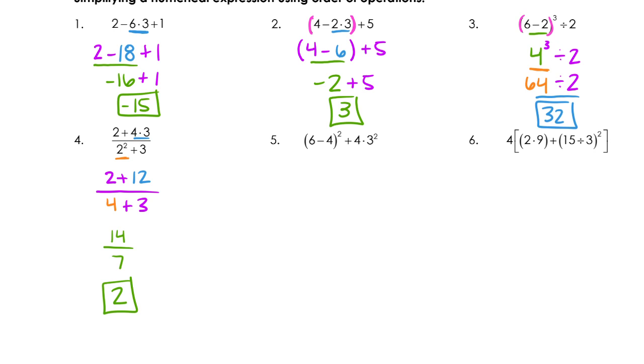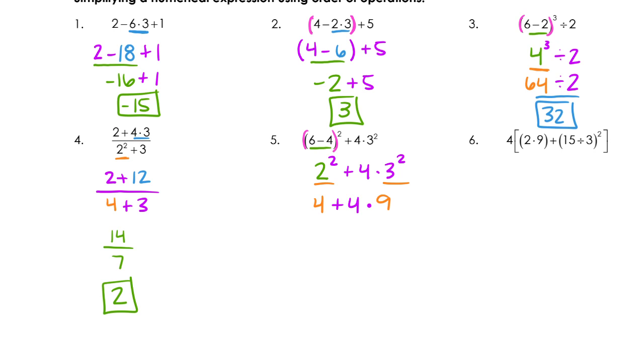Okay, looking at number 5, I see parentheses, so we have to do what's inside of those parentheses first. We are going to do 6 minus 4 to get 2, and then when I do that, 2 is the only number left, so I can go ahead and drop those parentheses, but I'm going to bring the squared down, plus 4 times 3 squared. Now you'll notice on this one, our next step would be exponents, and I see 2 of them, but they're separate from each other, so I can do them both at the same time. So 2 squared gives me 4, and then I'm going to bring down this plus 4 times 3 squared, which is going to turn into 9 because 3 times 3 is 9.